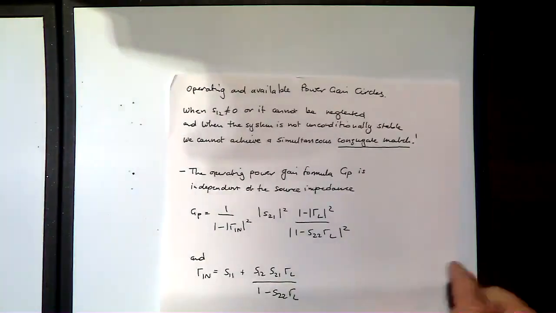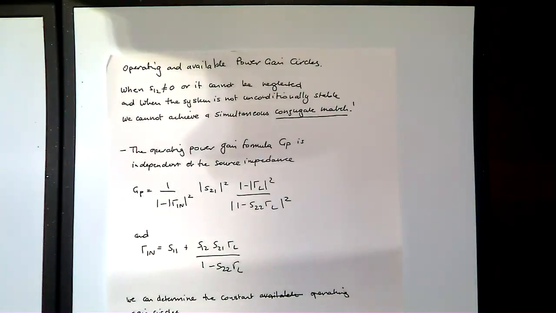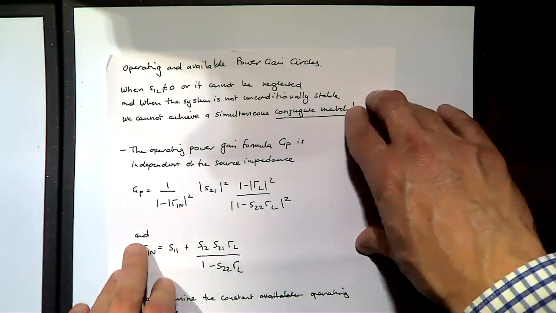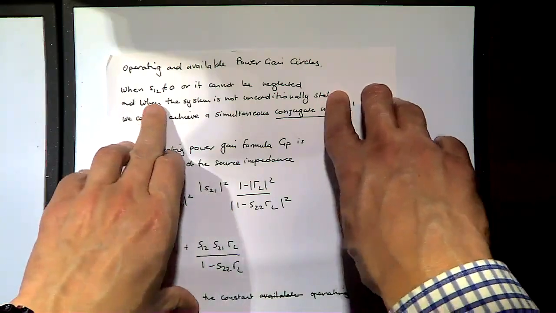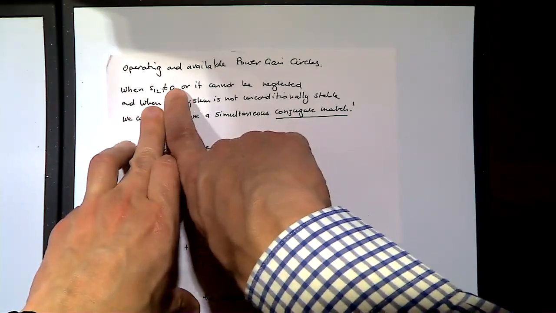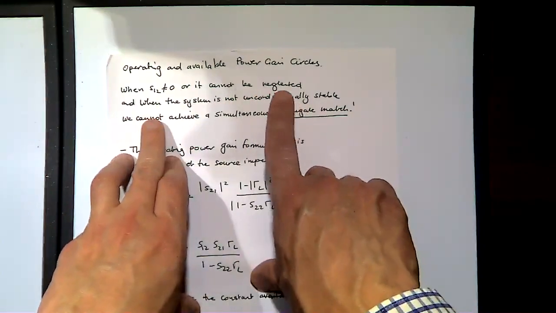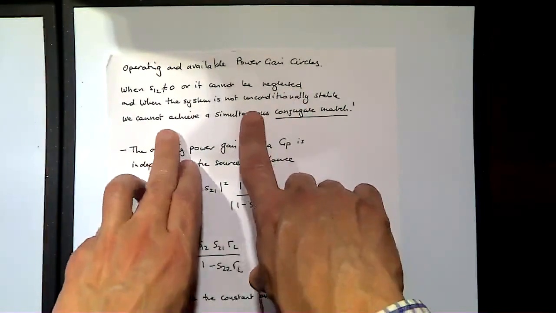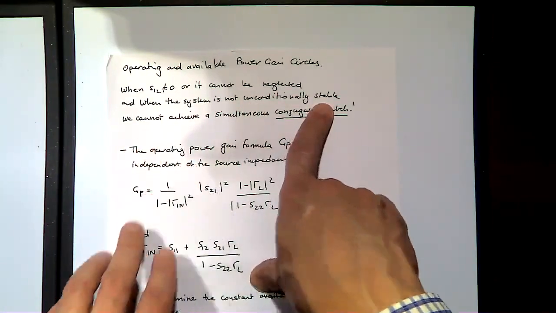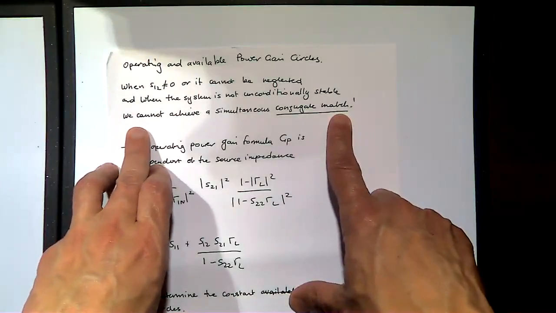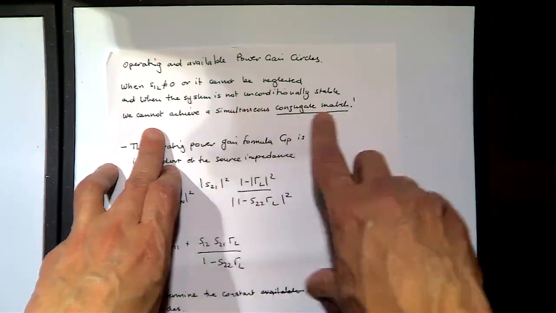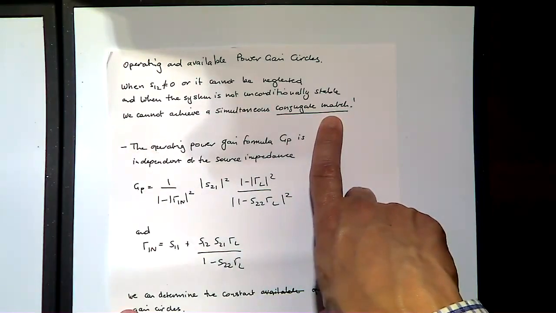So today we're looking at the fourth case, and what you can show is that when S12 cannot be approximated by 0, so you can't use the unilateral approximation, and the system is not unconditionally stable, you can take it as a fact, but you can also prove, that under those circumstances you cannot achieve a simultaneous conjugate match, right?